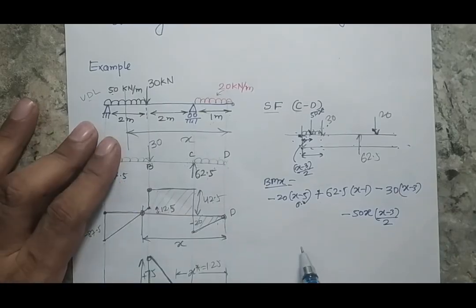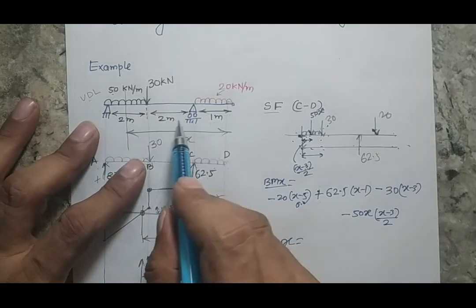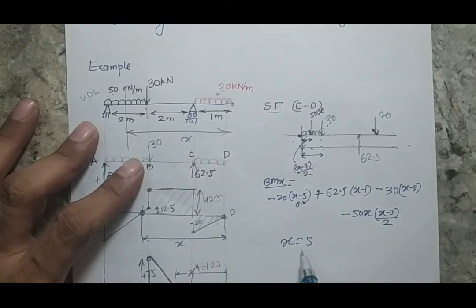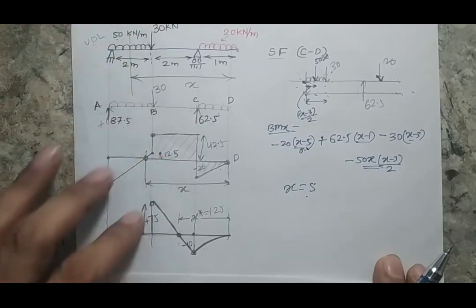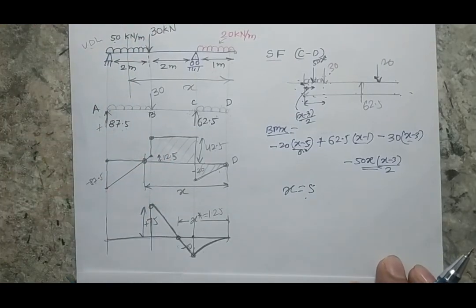So when I write that x is equal to 1 plus 2 plus 2, that is 5, and when I put this value in this equation, this is the combination. These are linear terms, but this is a parabolic term. That means your bending moment variation will not be linear. It will be of parabolic nature.